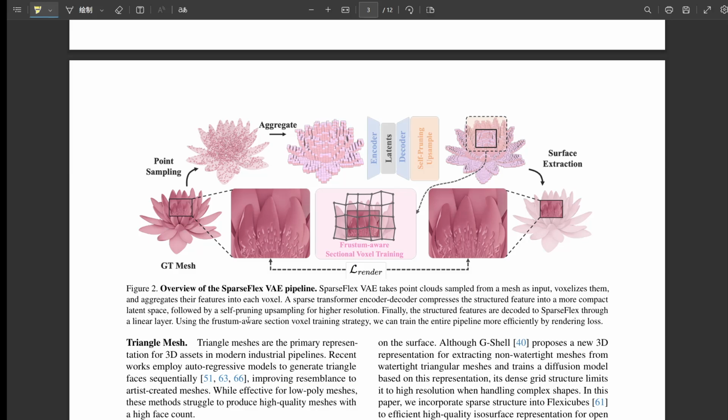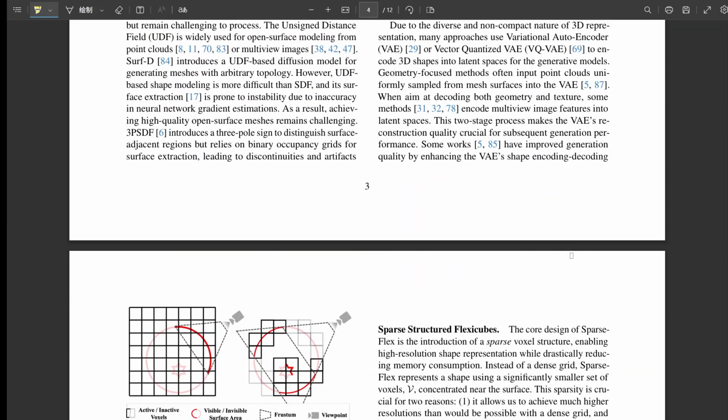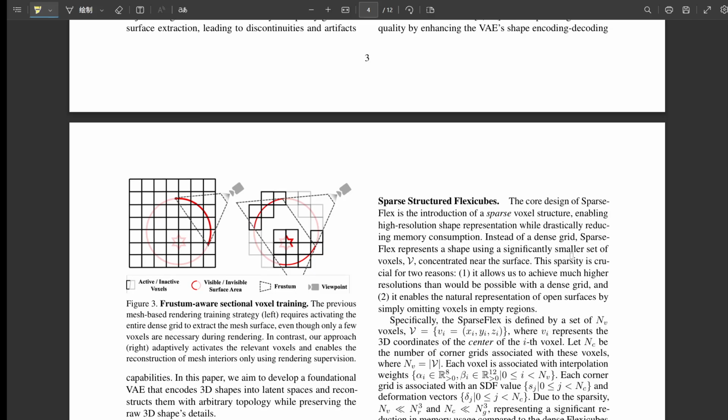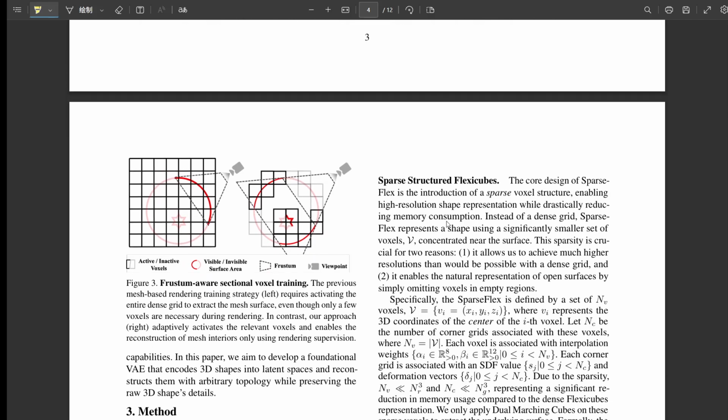Now, SparseFlex, it doesn't come out of nowhere, right? The paper mentions a connection to something called Flexicubes. That's right, it builds on Flexicubes. Flexicubes is known for its accurate and, importantly, differentiable way of extracting surfaces, isosurfaces, from voxel grids. It uses something related to dual marching cubes. Differentiable. That connects back to the rendering supervision.